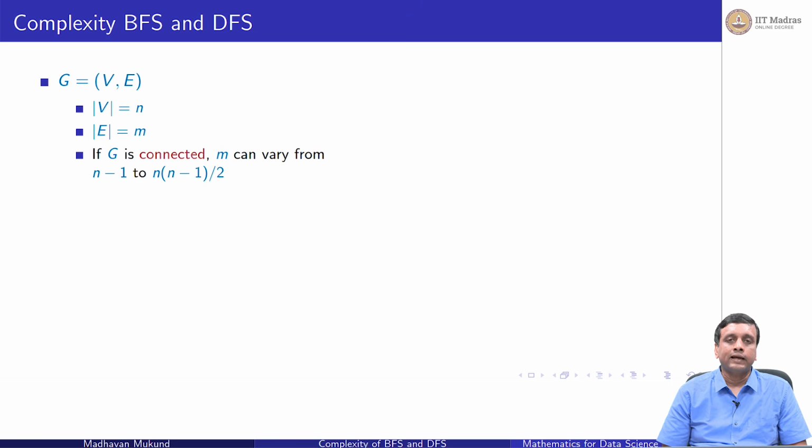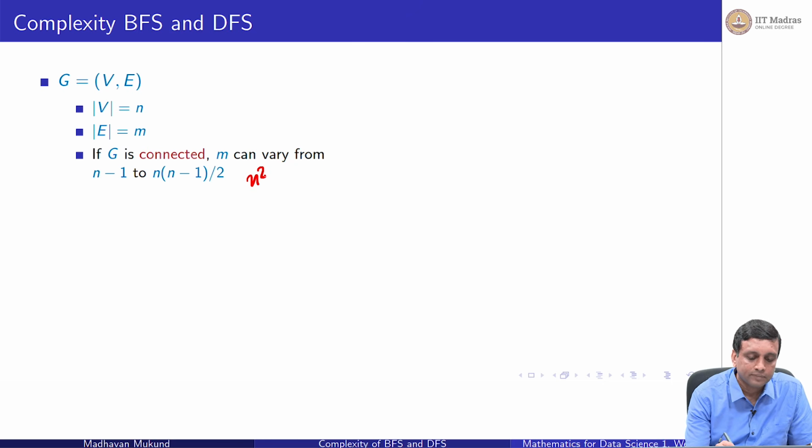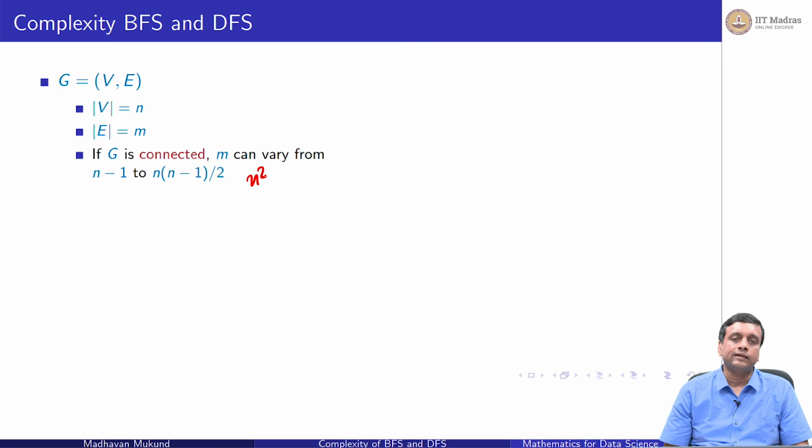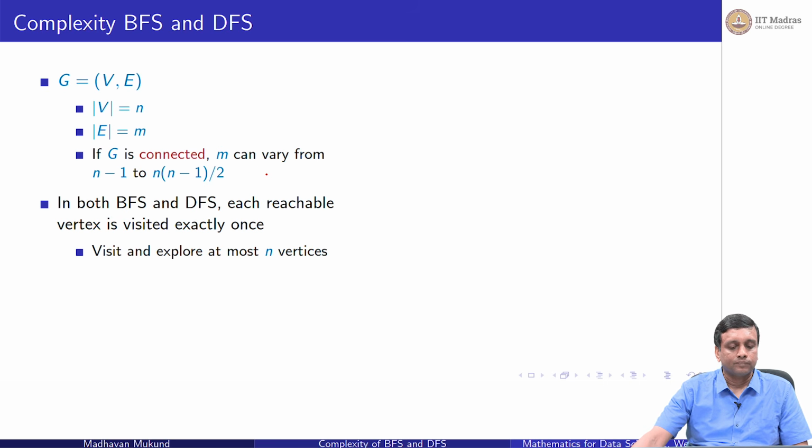On the other hand, if you connect everything to everything, then for every pair of vertices you have an edge, and this gives us n into n minus 1 by 2, which is n choose 2 edges, right? So this is about n squared. So we can have either order n edges or order n squared edges. So the number of edges forms a somewhat independent parameter in our calculation.